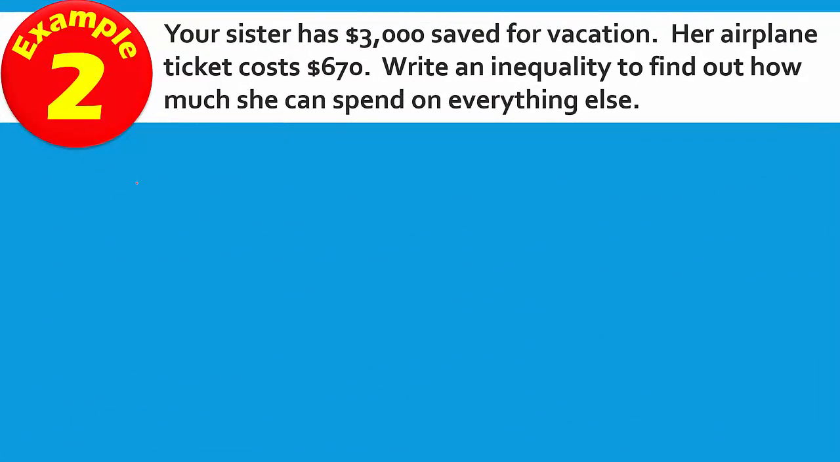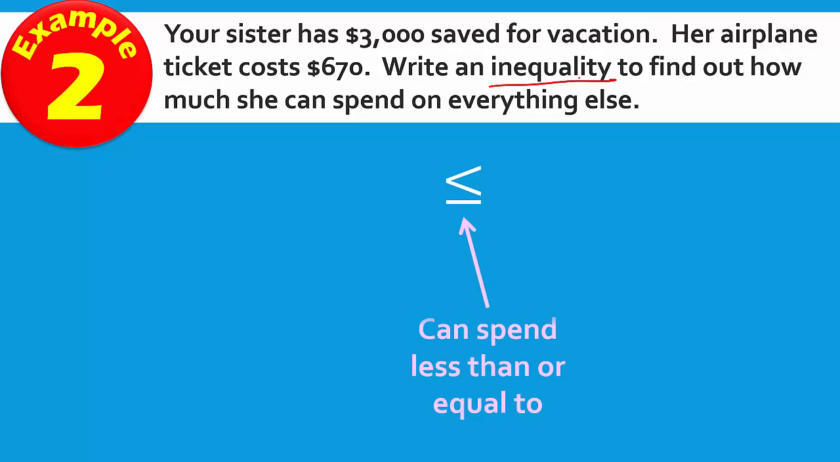All right, example 2. Your sister has $3,000 saved for a vacation. Airplane ticket costs $670, and we want to write an inequality. So that word right there, inequality, tells you that you're writing an inequality. And we want to find out how much she can spend on everything else. So we've done problems like this before. It's just a matter of setting it up.